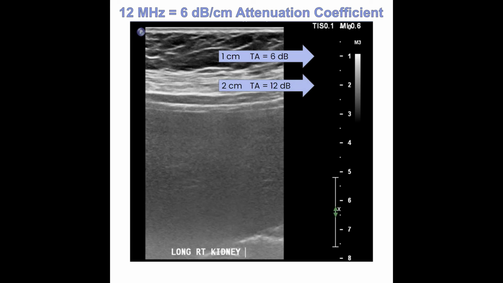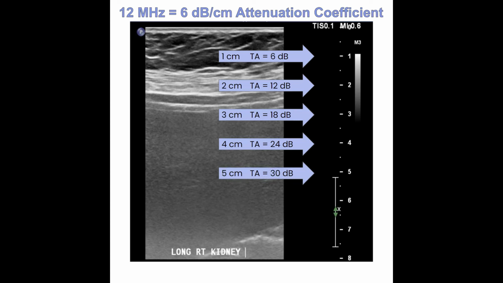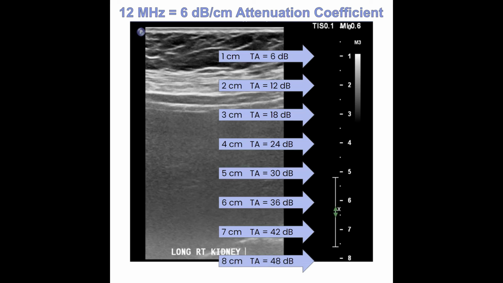At 2 centimeters, it's 12. 2 times 6 is 12. At 3, 18 decibels of attenuation. At 4 centimeters, there's 24 decibels of attenuation. 5, there's 30, and so on, all the way down to 8, we can see that there's 48 decibels of attenuation by the time this 12 megahertz beam reaches 8 centimeters.